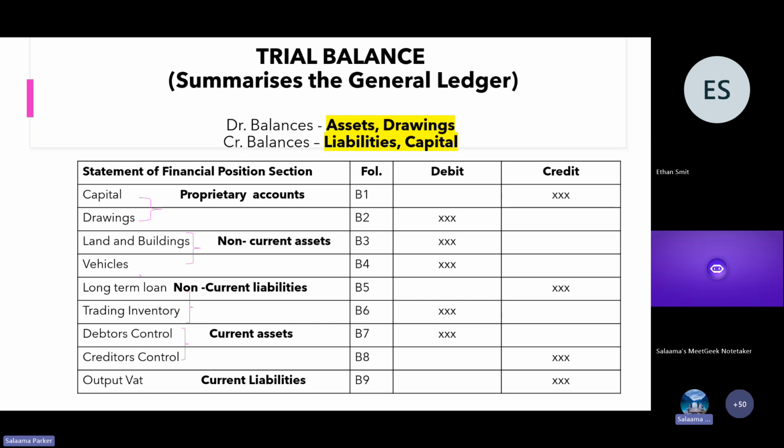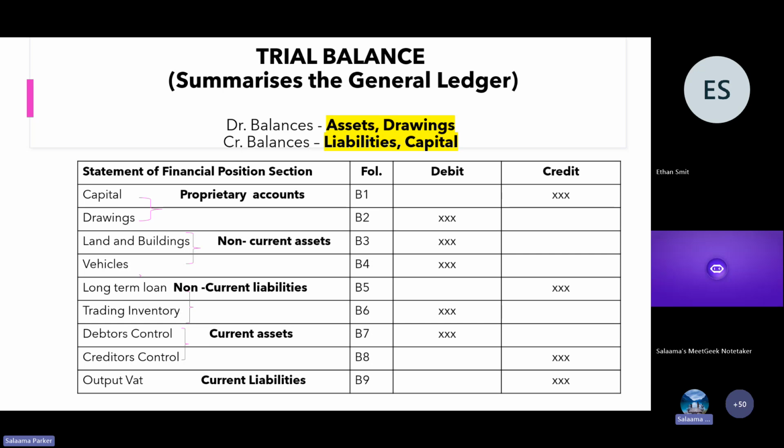I hope I answered your question, Ditiro. Okay. Right. So you still need to know how to do it. Unfortunately, I cannot tell you that it will be in your test, but yes, you need to revise your trial balance. So again, we start with our proprietary accounts.